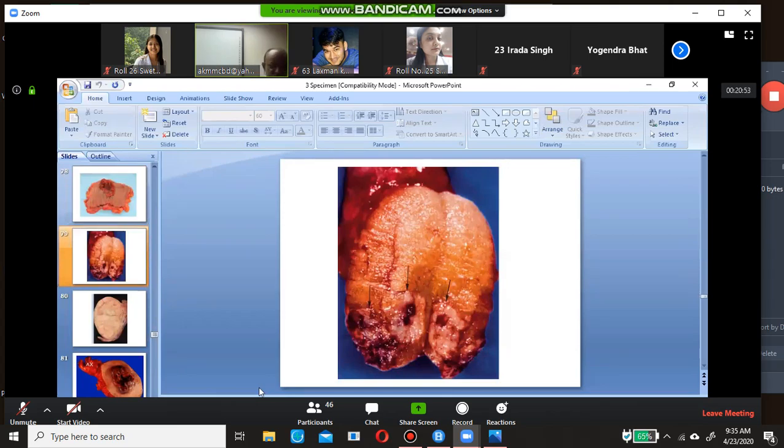Now, what is this specimen? Can anyone tell me what is this specimen? Testis. Testis. Good. How can you say that this is a testis?